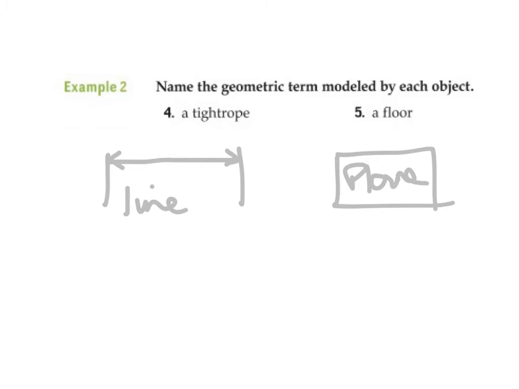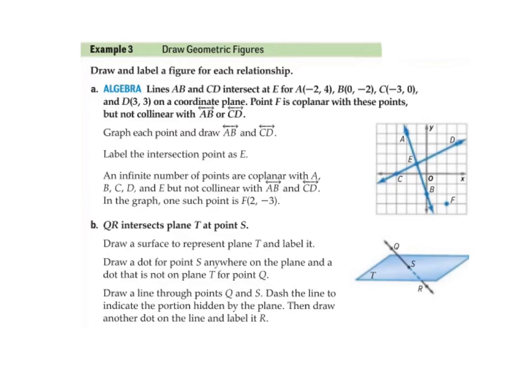So what you're going to do now is look at different shapes. What names would it be? Would it be a line? Would it be a point? Would it be a plane? All right, so let's have a look at these figures in geometrics.